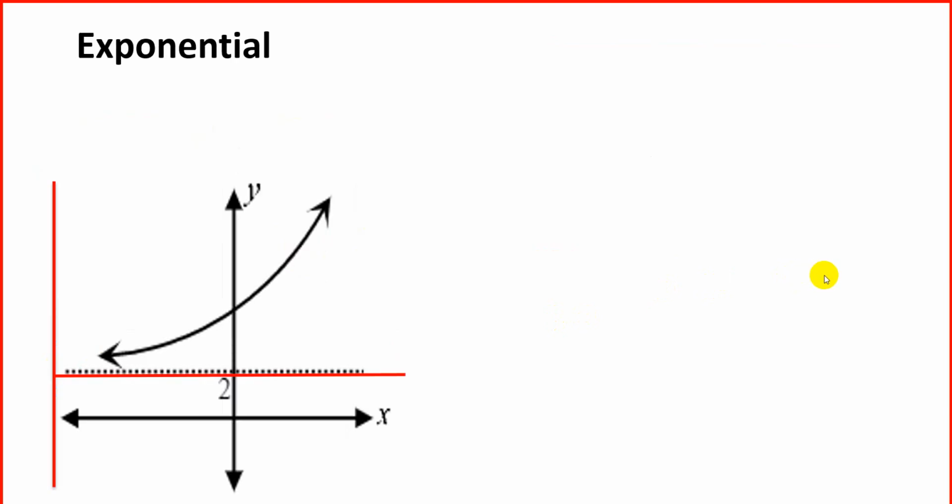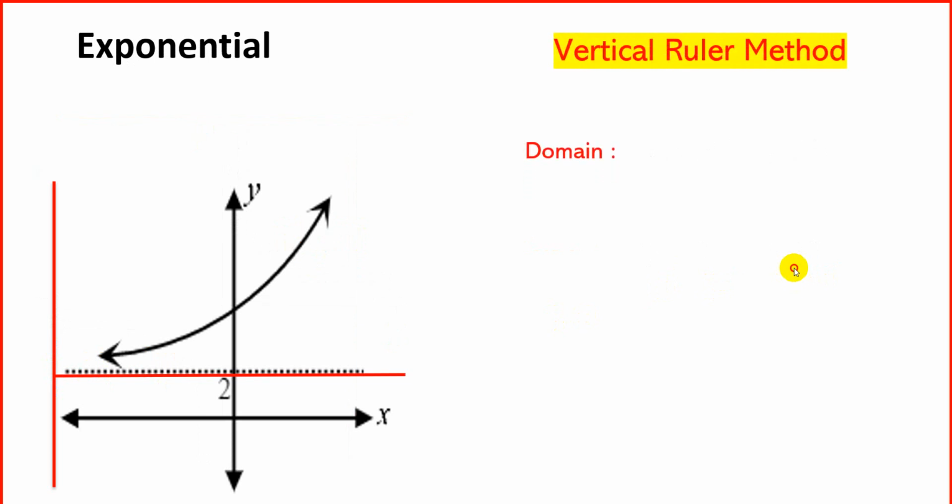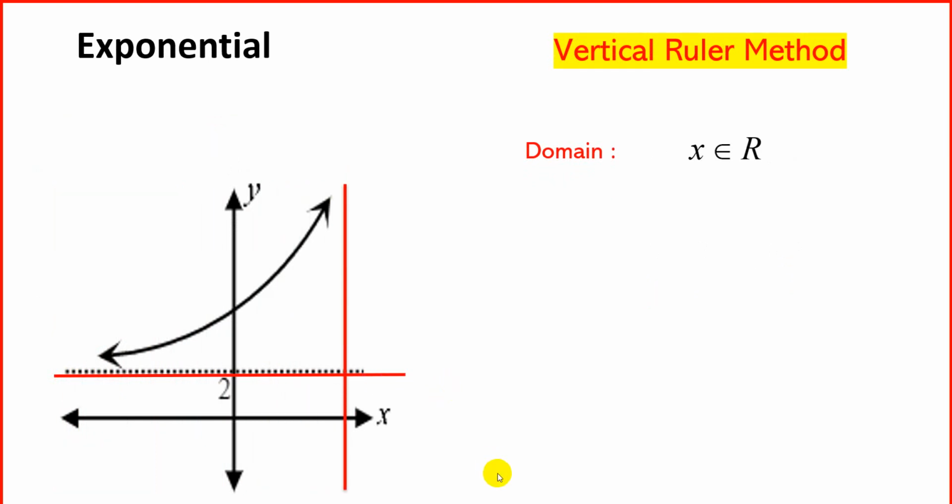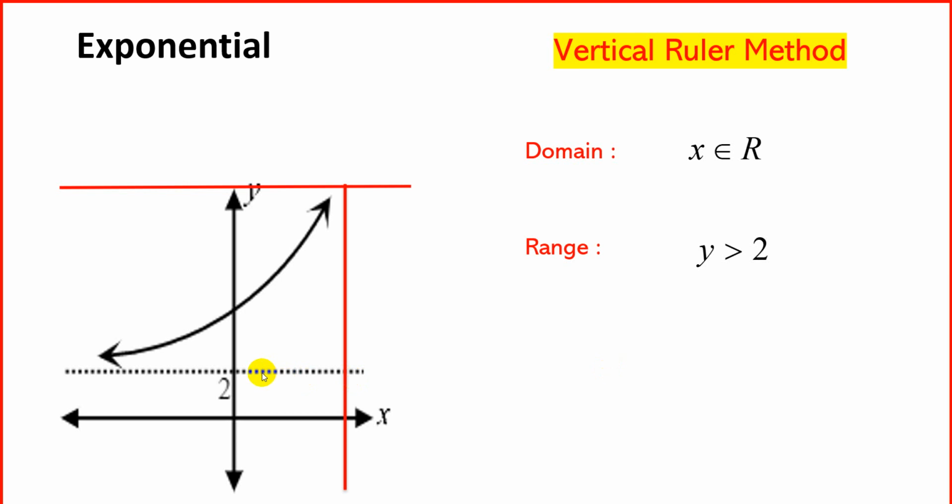We're going to the exponential graph. Similar to the hyperbola, we're going to slide the ruler, and there's no restriction on the x-axis. We'll get a point on the graph anywhere on the x-axis. If we go to the range, you'll notice that the lowest value that the graph can actually reach is 2. But it does not include 2 because 2 is your asymptote. Similar to the hyperbola, we will say that y is greater than 2. But in this case, not including 2 because 2 is an asymptote.